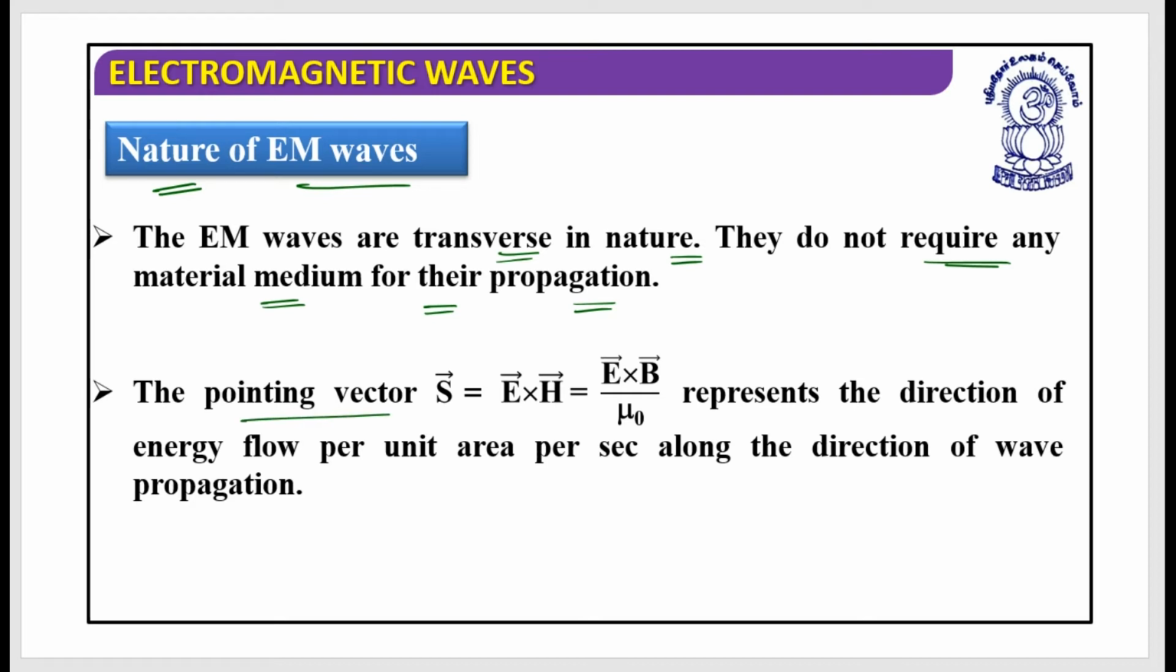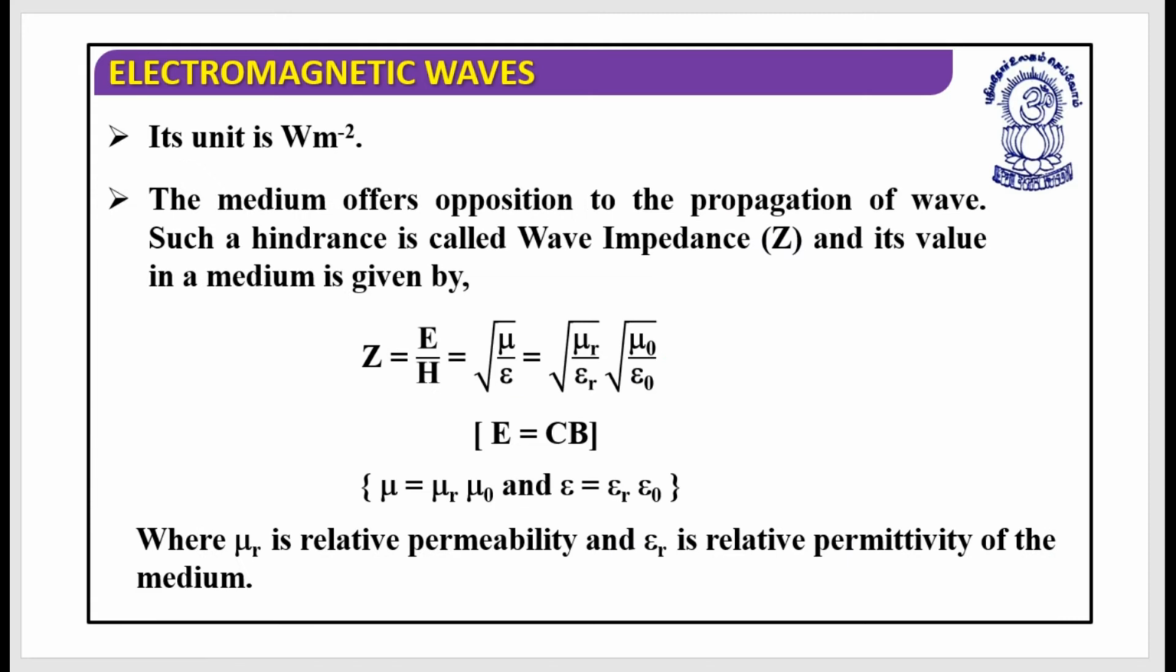And one very important term is the Poynting vector S, which equals E cross H, or equals E cross B by mu naught. It represents the direction of energy flow per unit area per second along the direction of wave propagation. And the unit of the Poynting vector is watt per meter square. It is the same as the intensity.